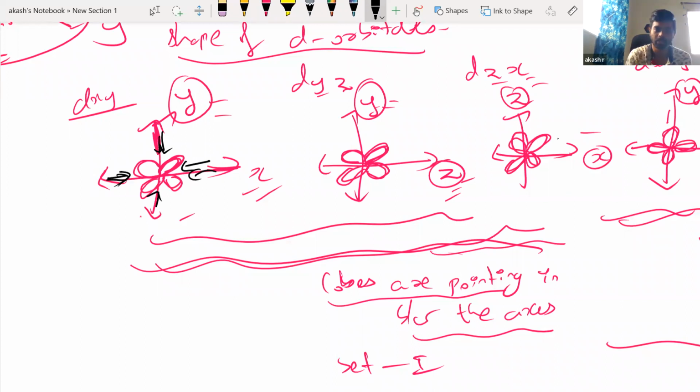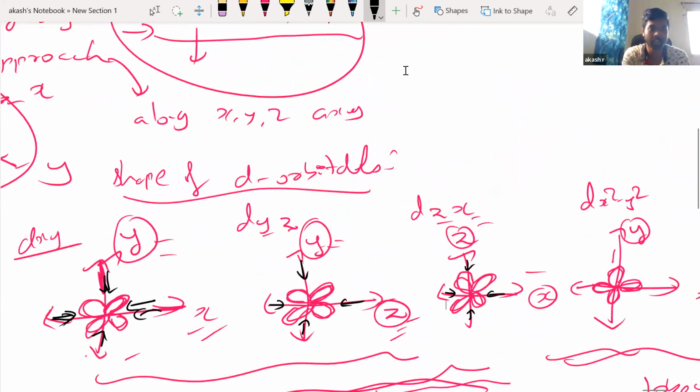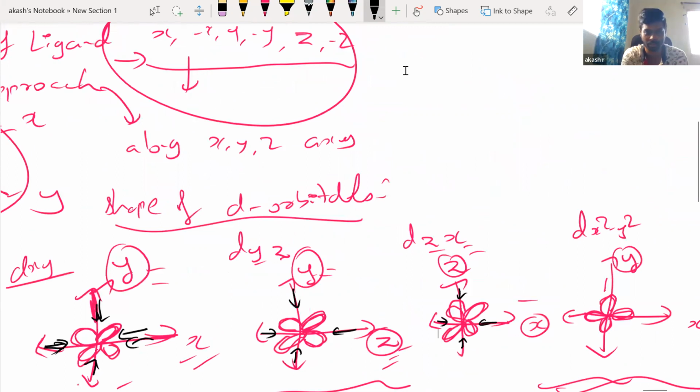Now here also, this is the direction of ligand approach. Same way here, this is the direction of ligand approach. Because, as I told you, it is going to be along the x, y, z axes. Only then will you be able to form an octahedral structure.